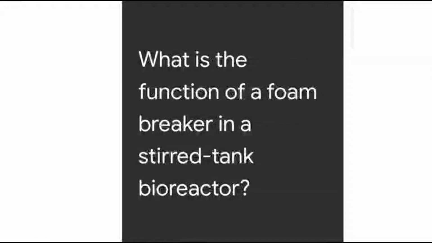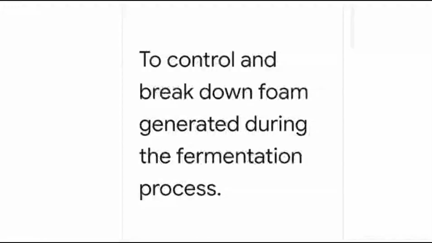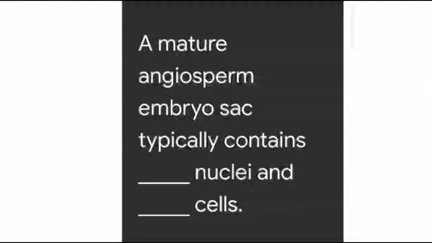What is the function of the foam breaker in the stirred tank bioreactor? That is used to control and break down foam generated during the fermentation process. A mature angiosperm embryo sac typically contains dash nuclei and dash cells. That is 8 nuclei and 7 cells.